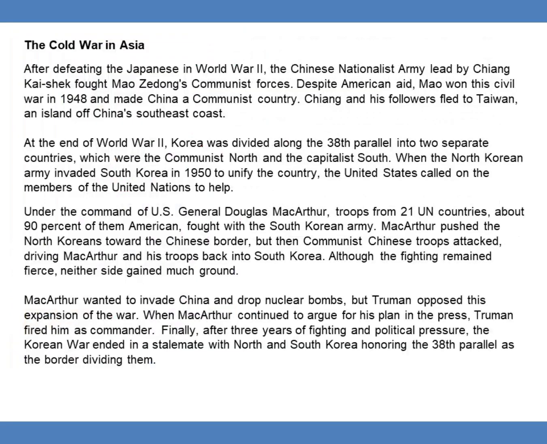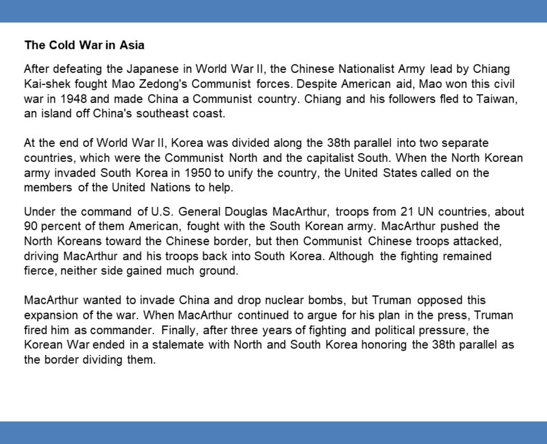The Cold War in Asia. After defeating the Japanese in World War II, the Chinese Nationalist Army, led by Chiang Kai-shek, fought Mao Zedong's communist forces. Despite American aid, Mao won the Civil War in 1948 and made China a communist country. Chiang and his followers fled to Taiwan, an island off China's southeast coast.